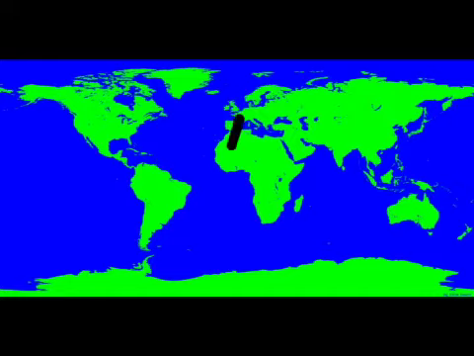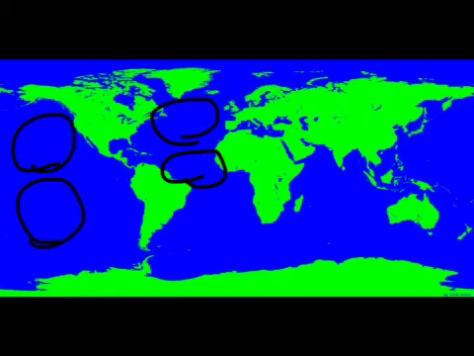There are 5 major ocean gyres. They are the North Atlantic Gyre, South Atlantic Gyre, North Pacific Gyre, South Pacific Gyre, and the Indian Ocean Gyre.